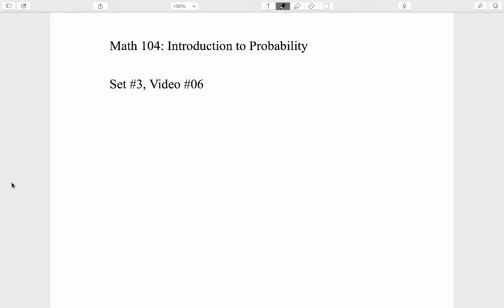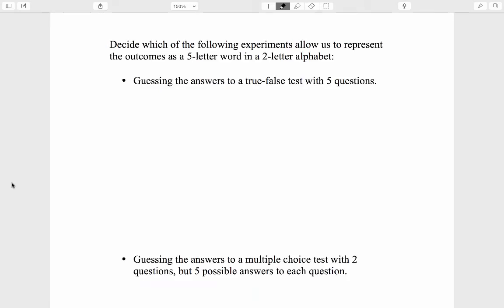Welcome back to Math 104. Our task is to decide which of the following experiments allow us to represent the outcomes as 5-letter words in a 2-letter alphabet. The first experiment to consider is to guess the answers to a true-false test with 5 questions on the test. Here we can represent the outcomes as 5-letter words.